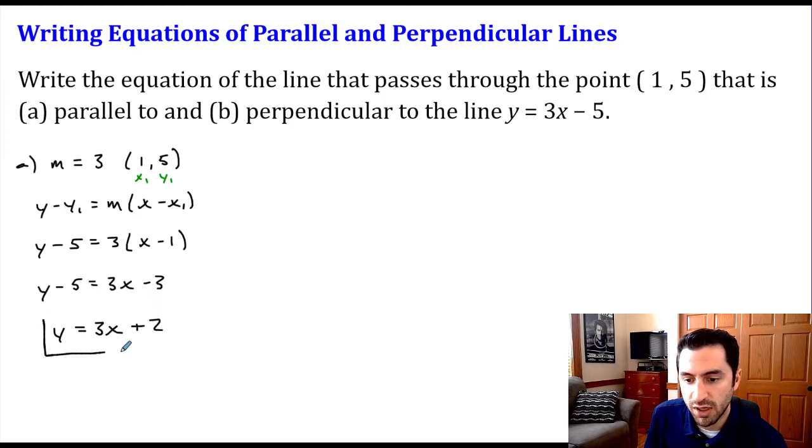So we end up with y = 3x, and then adding 5, we get plus 2. So here's the line that is parallel to our given line. I know it's parallel because it has the same slope as the line we were given, but now this one goes through the point (1, 5).